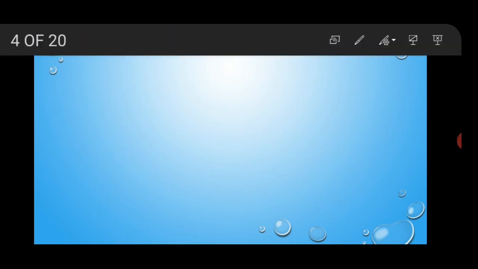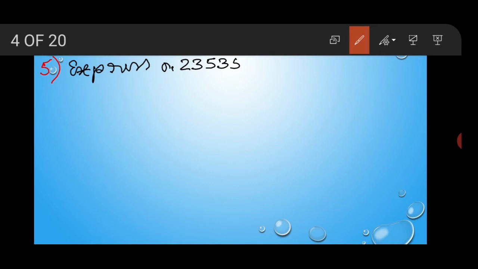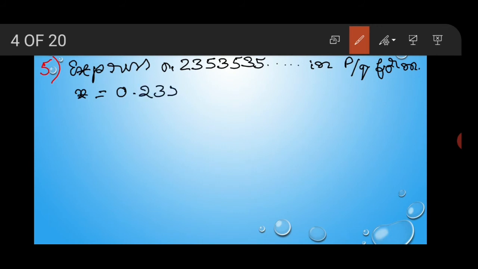Let us see one more question. Express, write down, 0.23535353 on and on in P by Q form. So x is equal to 0.235353 on and on.